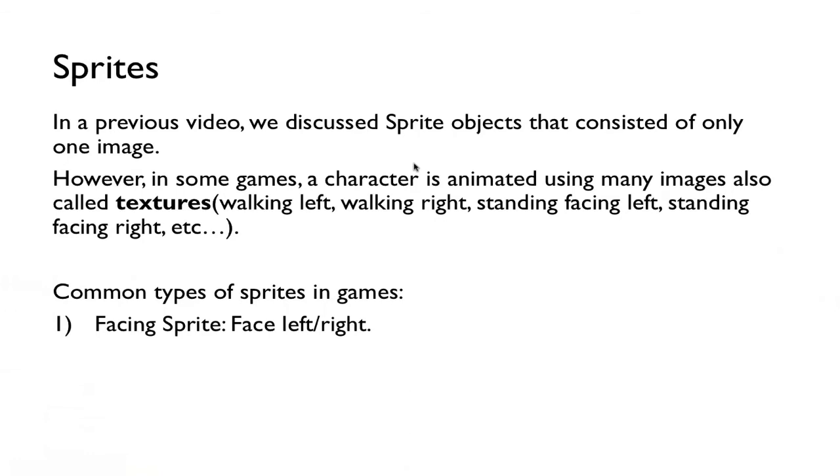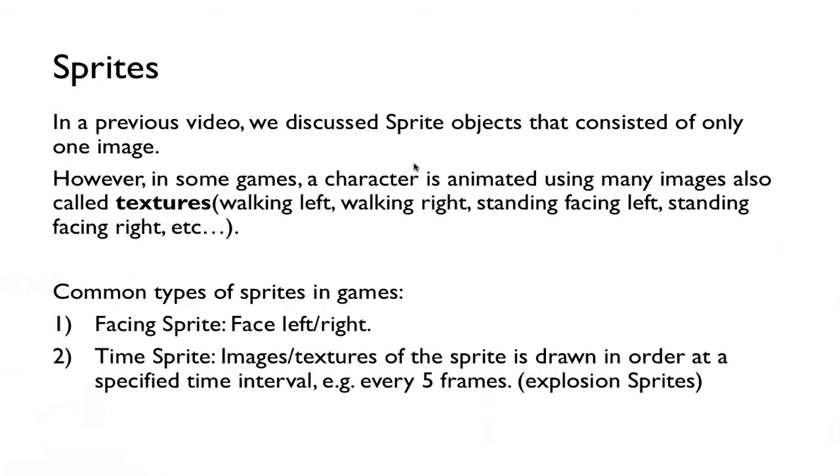Then in the next few videos, we'll talk about more complicated sprites, like a time sprite, where you have a set of images or textures for a sprite that is drawn in order at a specified time interval. For example, you have a list of images, and we draw one every 5 frames, or every other frame, or whatever it is. A good example of a time sprite is an explosion sprite, because we have a set of images that simulate an explosion, and we draw them at a certain time interval so that we can finish the whole explosion in, say, half a second.